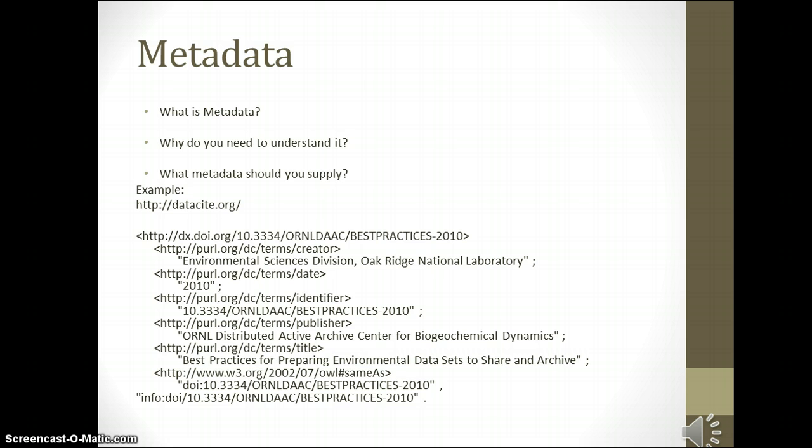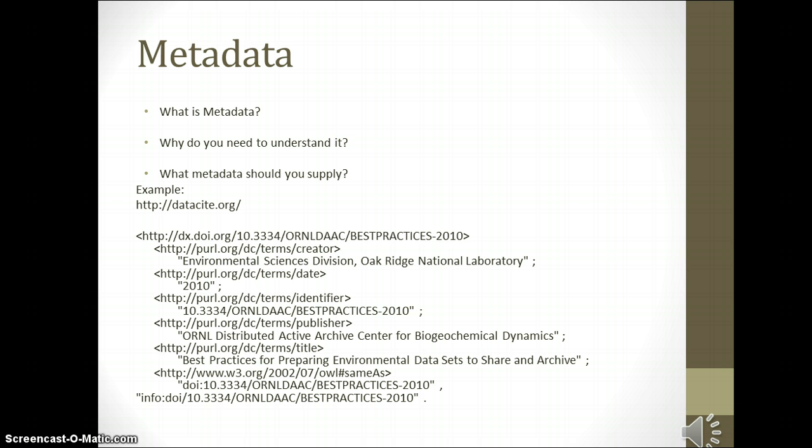This is an example of what metadata looks like. This is an XML format. You see the first line, you have the identifier. Next you have Creator, and it's created by the Environmental Sciences Division of Oak Ridge National Laboratory. You have Date, which is 2010. The Identifier, which is the DOI. The Publisher, which is ORNL DAAC for Biogeochemical Dynamics. Also, you have the title, which is Best Practices for Preparing Environmental Datasets to Share and Archive. You have Same As, which is the DOI, and it's closed out.